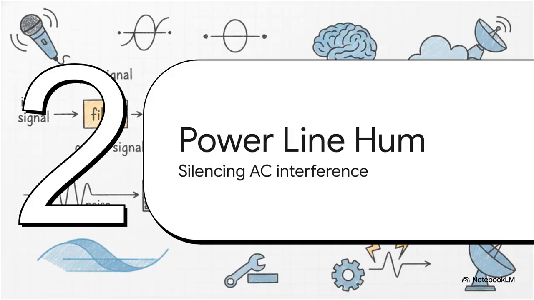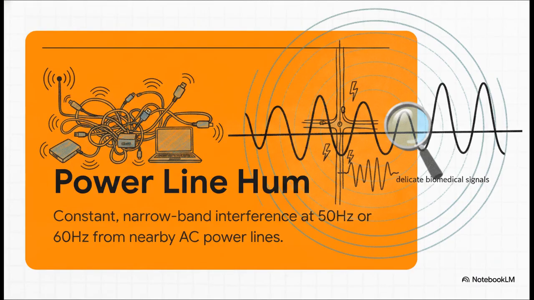Section 3. Power line hum removal. Silencing AC electrical interference. Okay, that was a fantastic start with the ECG signal. But now we're going to completely shift gears. Let's move from dealing with slow rolling artifacts to incredibly fast, aggressive electrical interference.